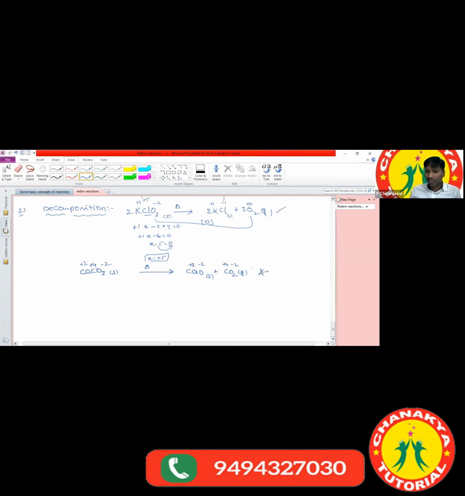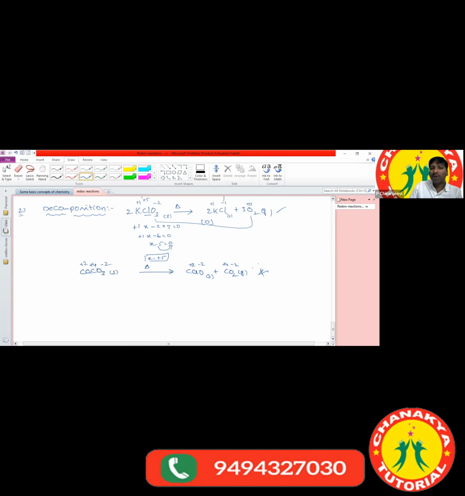It is a previous year JEE question. They had given four reactions. Which of the following is not a decomposition redox reaction? Or, which of the following is not a redox reaction? That is the question they asked.